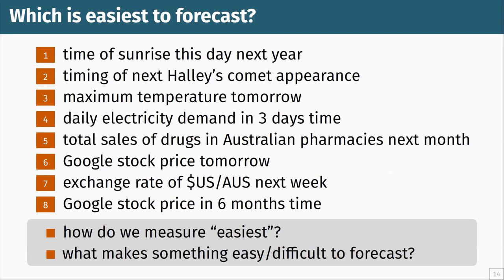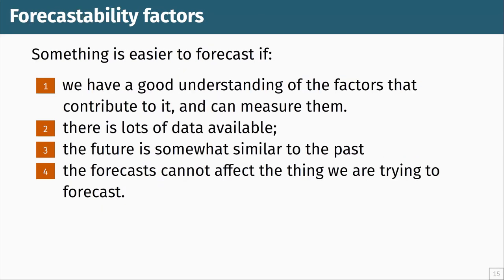time of sunrise this day next year. We have a very good understanding of how that works. So number 1, yes, we know about that. There's plenty of data. The future is extremely similar to the past, and the forecast can't affect what you're trying to forecast. Like what you say about the sunrise next year is going to make no difference at all to what time it actually rises. So all of those conditions are met. It's a really easy thing to forecast.